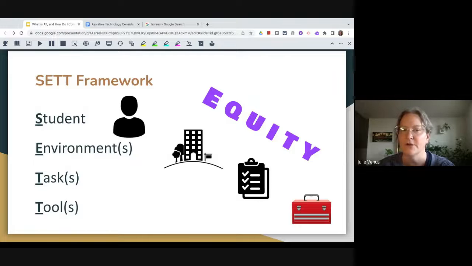This is a great tool for equity because basically what it can do is ensure that every student gets exactly what it is that they need to function in those environments, doing those particular tasks, and then overlaying those tools.